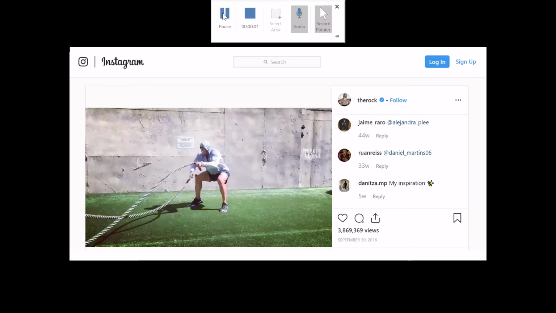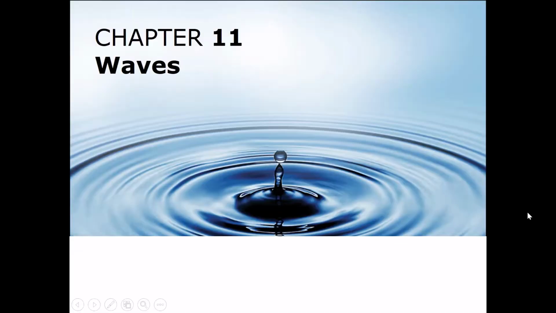What an absolute beast Dwayne The Rock Johnson was, doing the battle ropes on a set of very heavy ropes. Some of you might have seen this exercise before, some of you might have done it before. But why am I showing you this video? Because it has everything to do with the topic that we're going to learn today, which is waves.